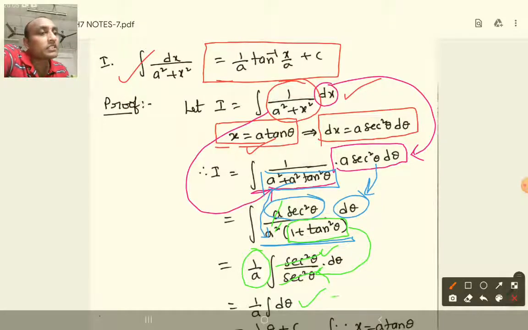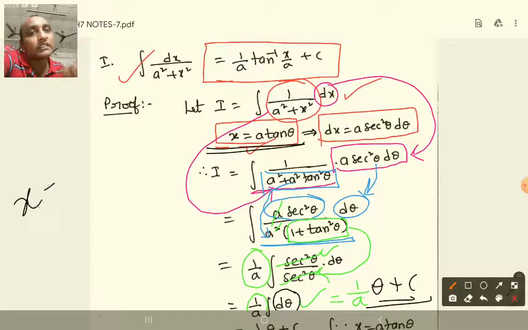What is integration of d theta? So it will be 1 by a, which is outside, into theta plus c, because it is integration with respect to theta. But we took x is equal to what? We took x is equal to a tan theta.